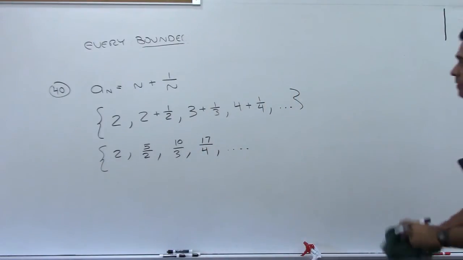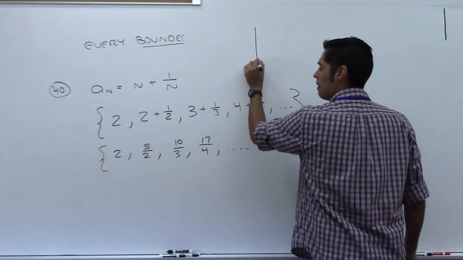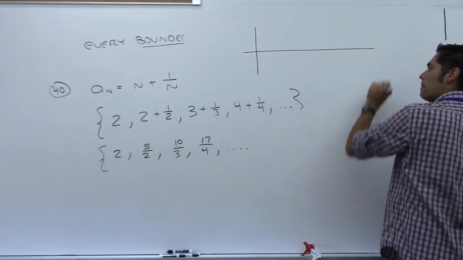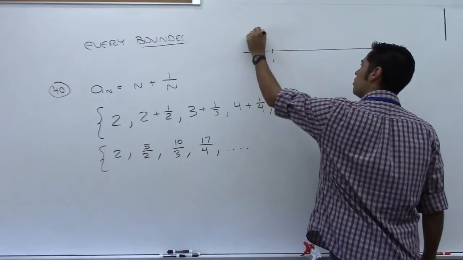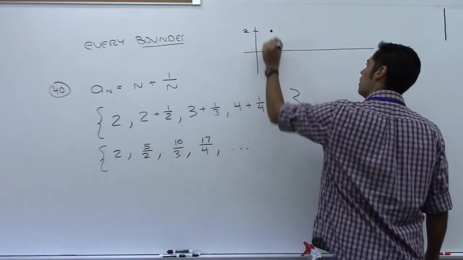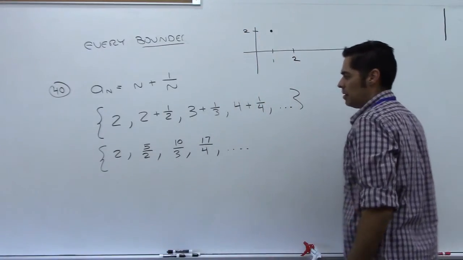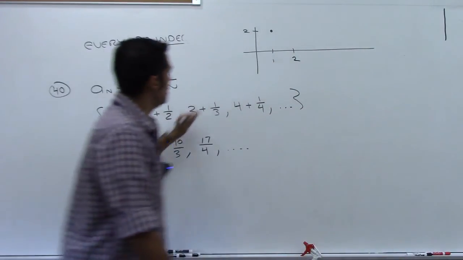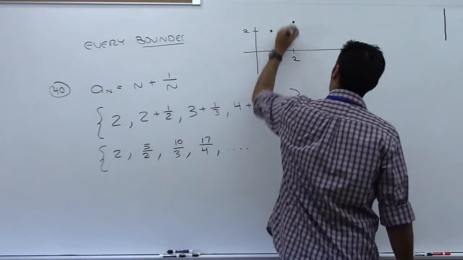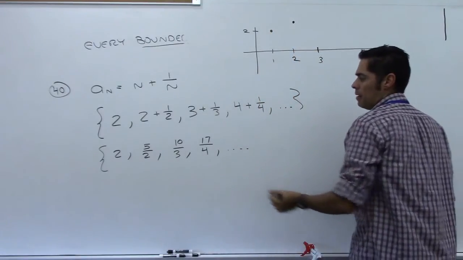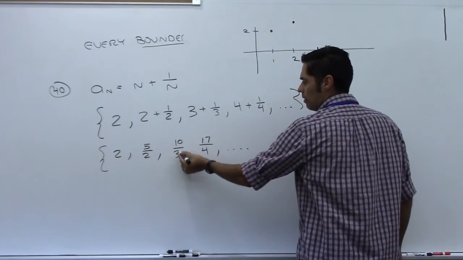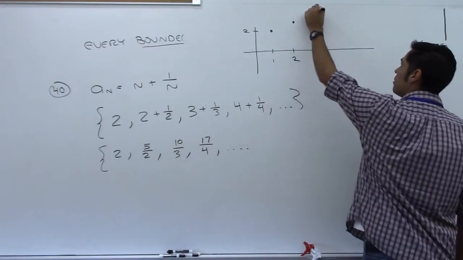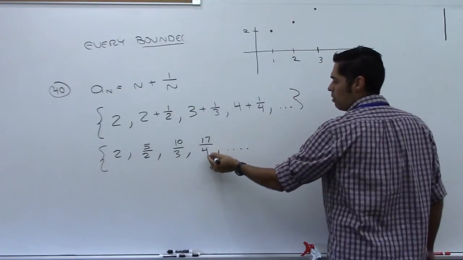So what's happening if I actually plot this, if I plug in 1, I get 2. If I plug in 2, let's see, what's this? 2.5, bigger. If I plug in 3, I get what? That's 3.3, something like that. So I'm going up. 4, I'm getting what?